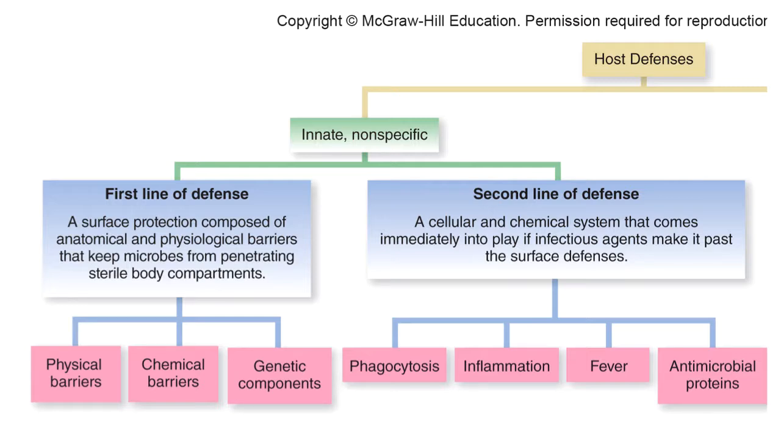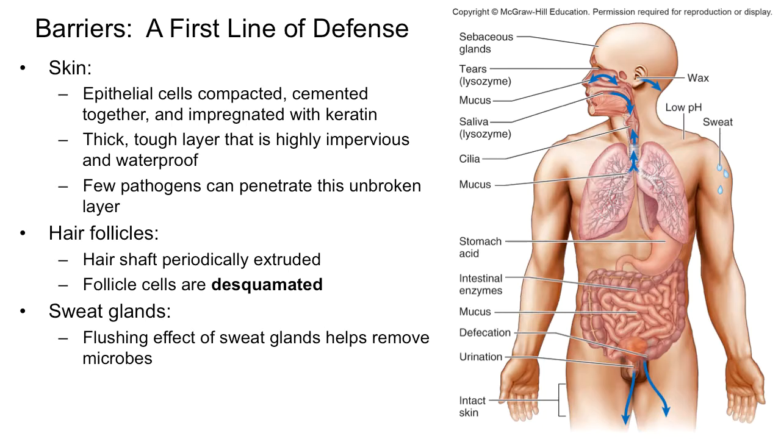The second line of defense is going to be happening once the organism gets inside the host. Now we have a set of cellular and chemical systems that play an immediate role after the infectious agents go past the first line of defense. Those are cells specialized in phagocytosis, the complex of inflammation, fever, and the molecules that form the antimicrobial proteins.